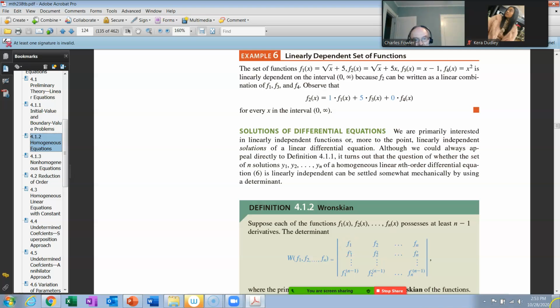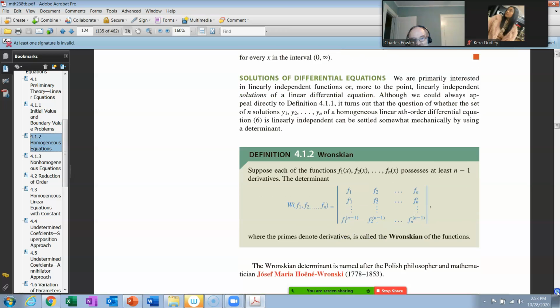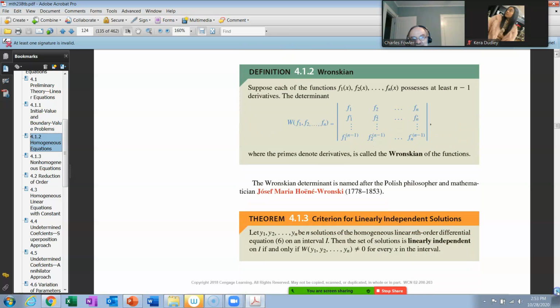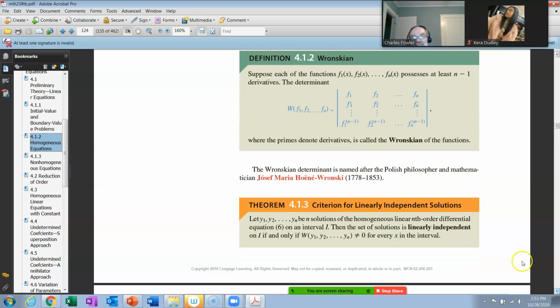Okay, now what we're going to do with that is take that determinant, and they're naming it W, the primes denote derivatives. That's called the Wronskian of those functions. The Wronskian determinant was named after the Polish philosopher and mathematician Józef Maria Hoene-Wroński.